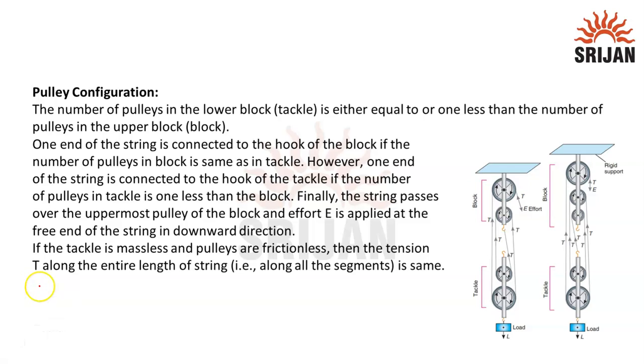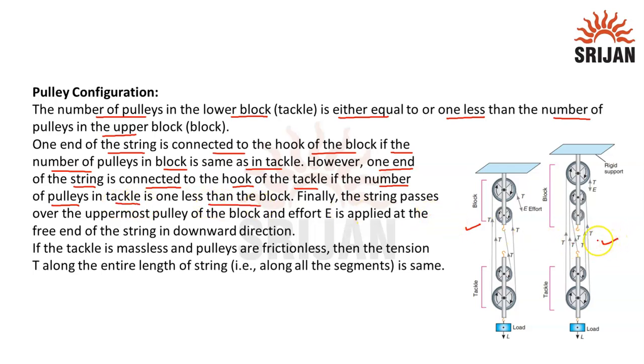Next is the pulley configuration. The number of pulleys in the lower block is either equal to or one less than the number of pulleys in the upper block. We have discussed it before as well. One end of the string is connected to the hook of the block if the number of pulleys in the block is the same as that in the tackle, which is this particular image you will refer to for this scenario. However, one end of the string is connected to the hook of the tackle if the number of pulleys in the tackle is one less than the block.